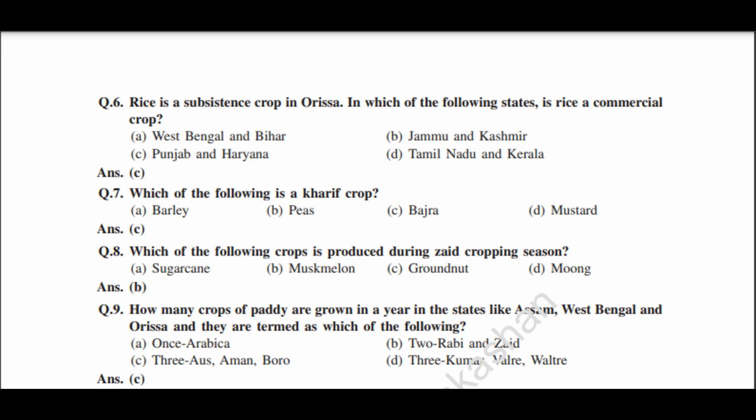On page 7, we find another interesting question. Rice is a subsistence crop in Orissa. In which of the following states is rice a commercial crop? Now you must understand that rice is the staple diet of West Bengal and Bihar, Jammu and Kashmir, Tamil Nadu and Kerala. So obviously it is a subsistence crop for them. But in Punjab and Haryana, wheat is the subsistence crop. So rice is a commercial crop.